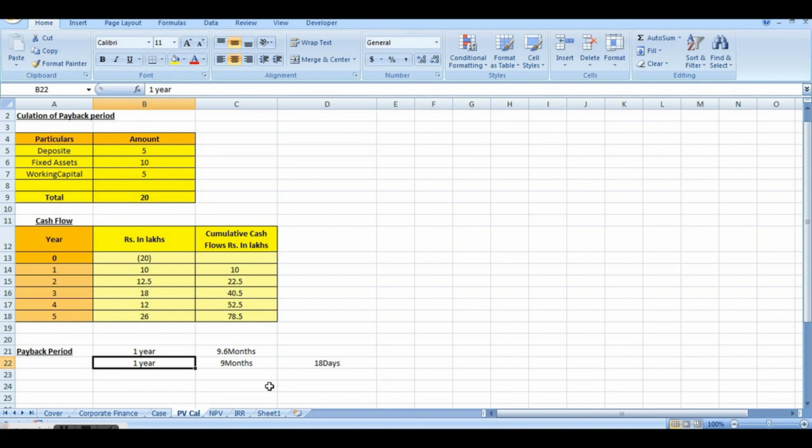Now, if it is not considering time value of money, then what? This limitation can be overcome by combining the discounted cash flow method and the payback period method, and we can simply calculate the discounted payback period for the particular project. But for that we need to learn the net present value first. So we will learn that in our next session.